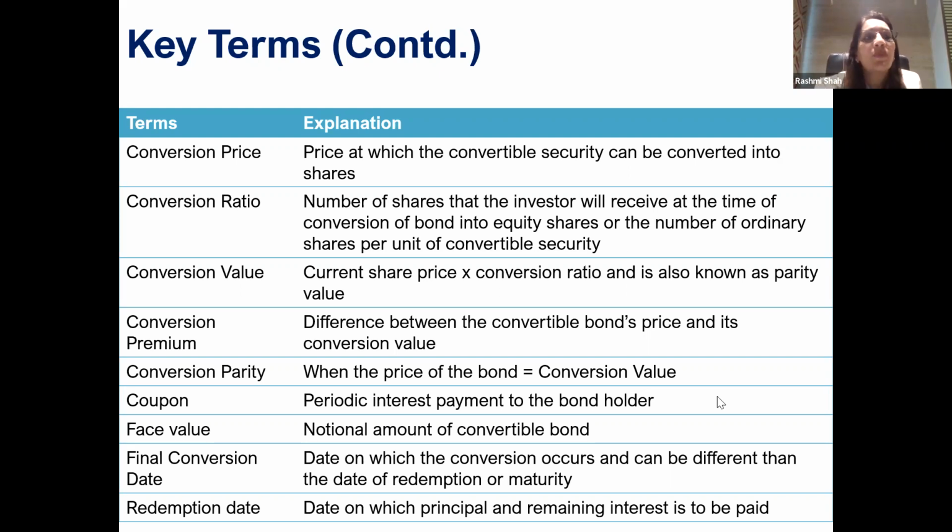We'll then go on to the coupon. Coupon is very simple. We all have used it. It's a periodic interest payment, which is paid to the convertible bond holder by the issuer. It could be fixed or variable or zero or even very nominal. We all would have seen it's 0.0001% and all of that. Okay, so that's the coupon. So what does the coupon indicate? It indicates the amount the issuer is promising to pay to the bondholder each year in interest.